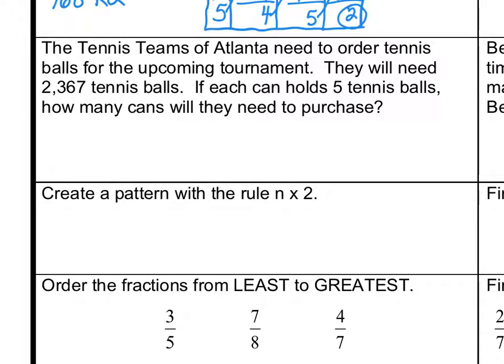The tennis teams of Atlanta need to order tennis balls for the upcoming tournament. They will need 2,367 tennis balls. If each can holds 5 tennis balls, how many cans will they need to purchase? This is how many they need. They're sold in bunches of 5. So I need to see how many bunches of 5 can we get out of this big number.